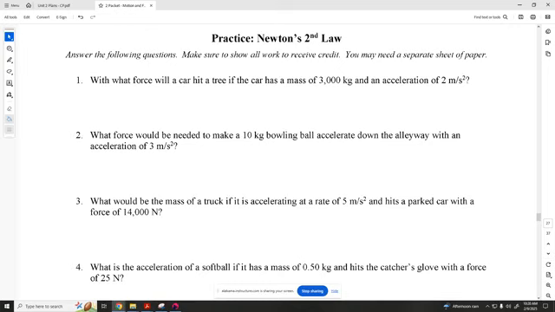Hey guys, we're going to look at page 27. So we will be turning this in for a grade, so let's make sure that we get this down pat.